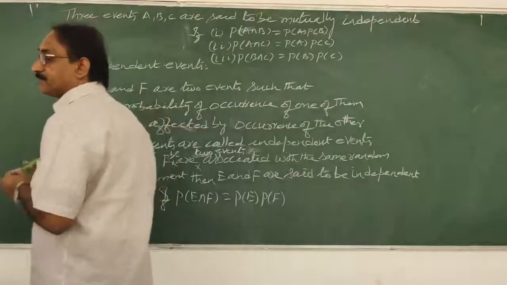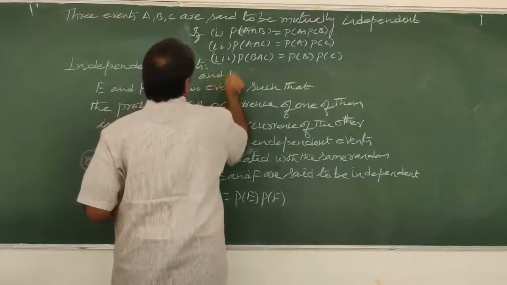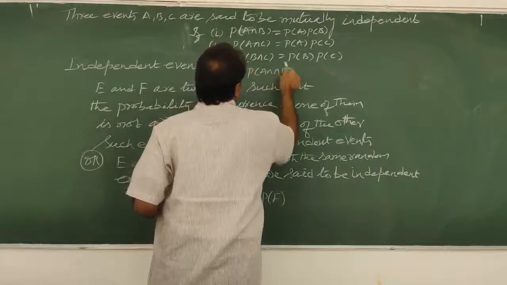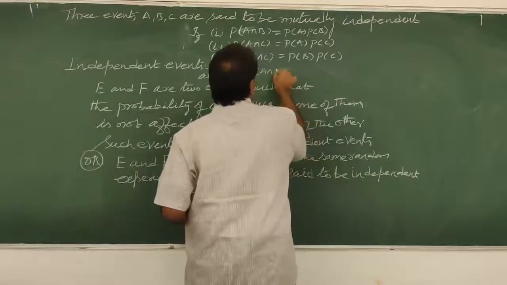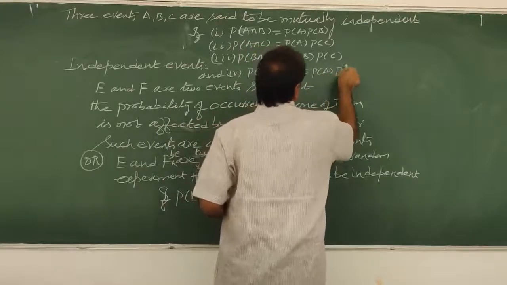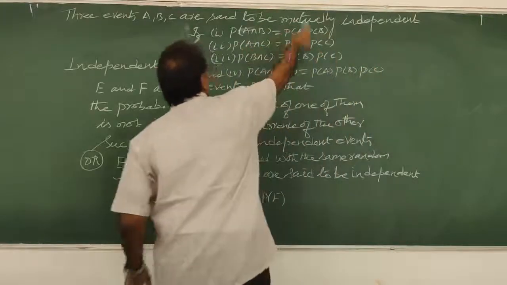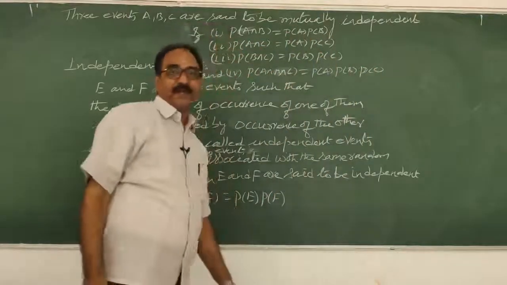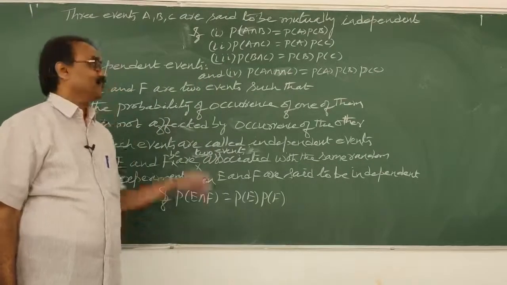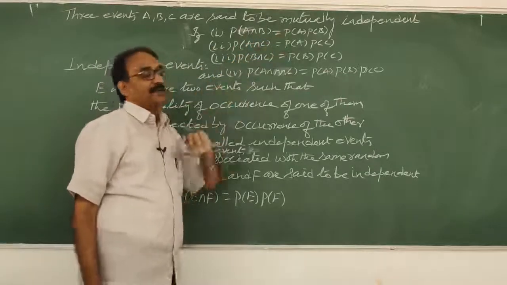And finally, fourth point, P of A intersection B intersection C is equal to P of A into P of B into P of C. If any one of them from 1 to 3 fails, then they are not independent. If A, B, C are said to be independent, they are not mutually exclusive.